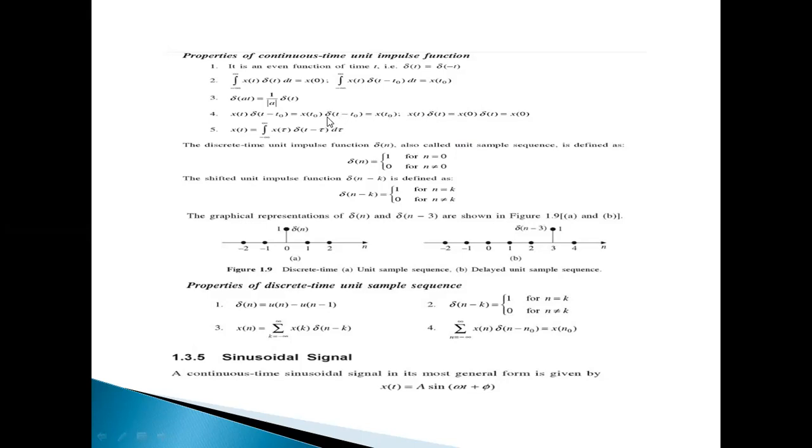Similarly, x of t naught, delta of t minus t naught is equal to x of t naught. Instead of t naught, I am taking n naught here. My dear students, this n naught is not the n. X of n naught, delta of n minus n naught is equal to x of n naught. Any signal, function or sequence multiplied with the delta unit impulse function gives the same signal only, in shifted version. If it is not shifted, we get only x of n directly.